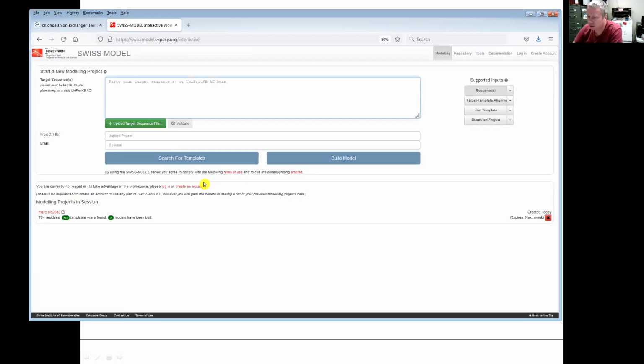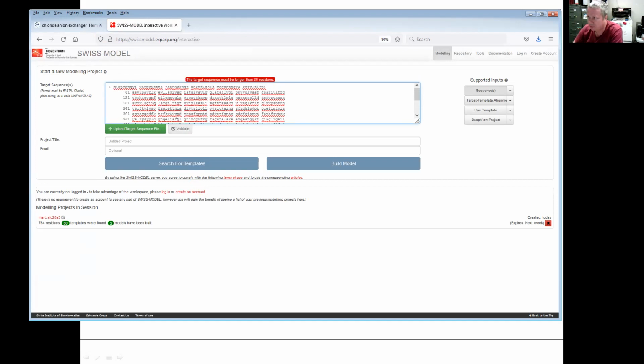I tried this a few minutes ago and it worked. I had to play around with the amino acid sequence. I just pasted it in, and it's complaining that the sequence must be greater than 30 residues, which of course it is. Let me try validate. No, this doesn't work. Okay, the way I got mine to work was I deleted the little numbers. Just delete those amino acid marker numbers.